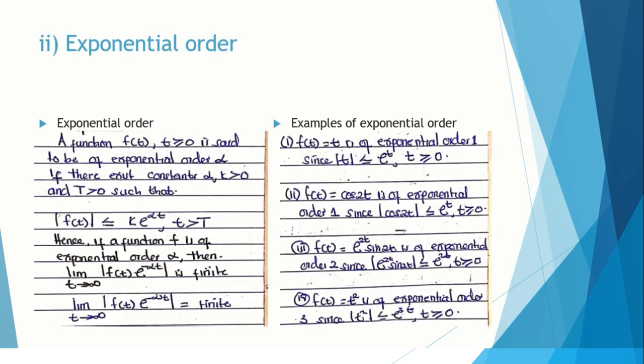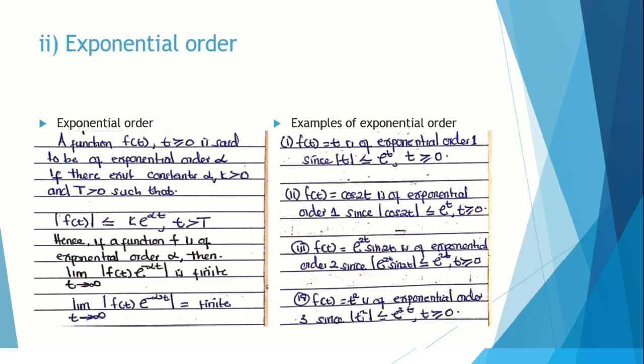For the next slide, we're going to discuss the other condition: if it is a piecewise continuous function, then it has to be of exponential order. Then how do we know that this function has an exponential order?